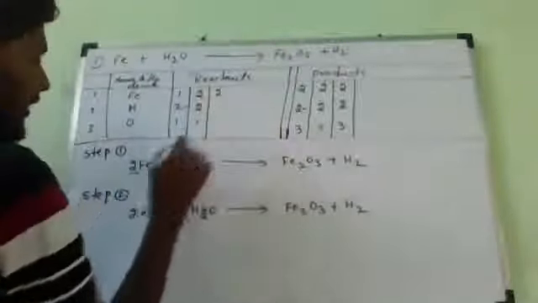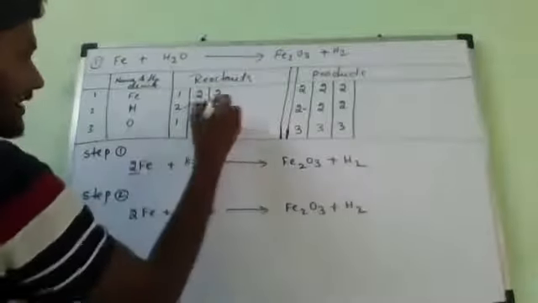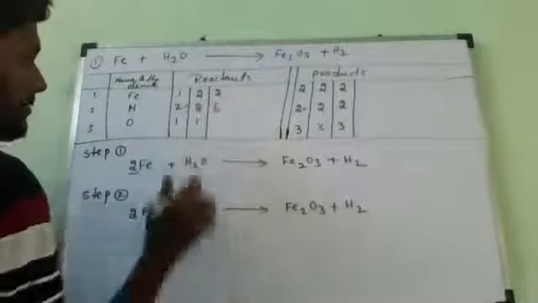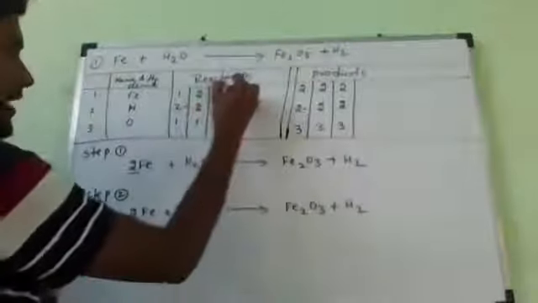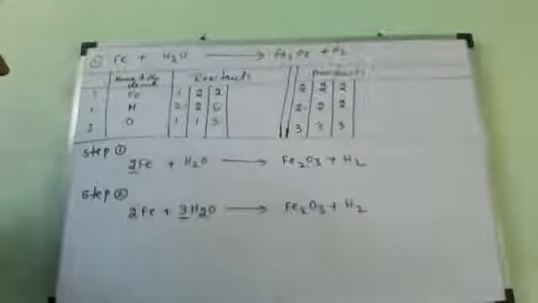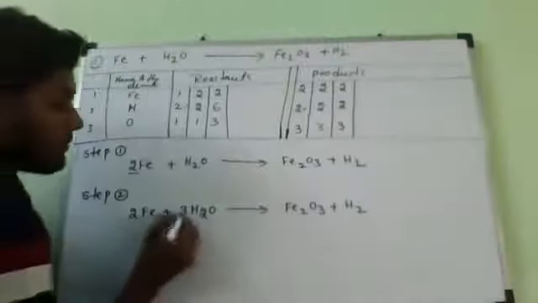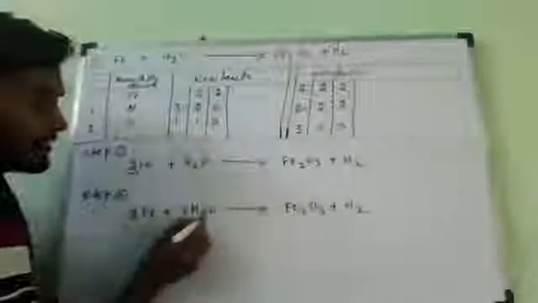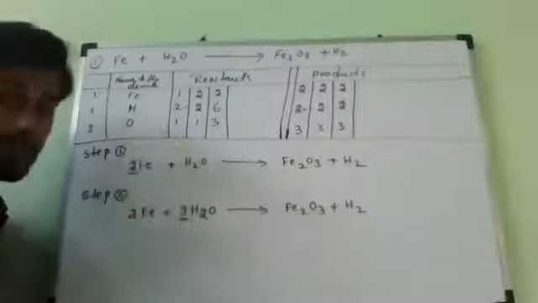Very good. So now, tell me, the number of irons is how many? 2. Number of hydrogens? 3 2s are 6. And number of oxygens is 3. Is it correct or not? Yes or no? Do you people understand? Yes, sir. Number of hydrogens, 3 2s are 6. Number of oxygens, 3 into 1, 3. Is it clear?